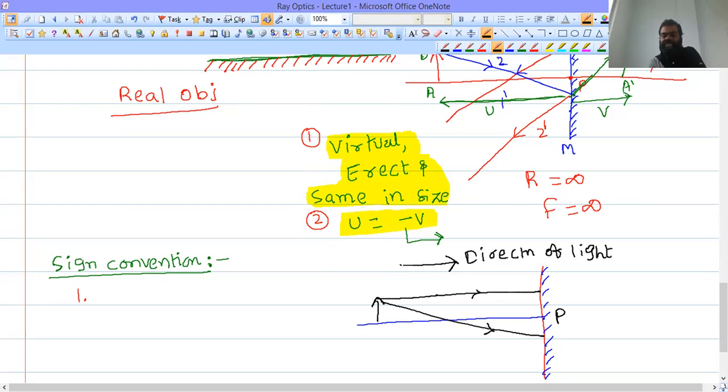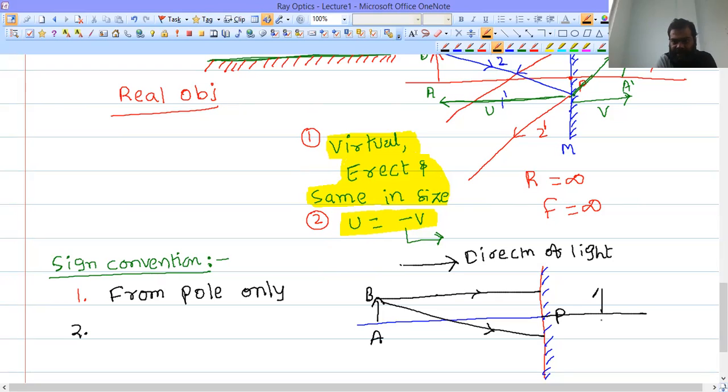Whenever I am measuring the object distance, the first rule is that all distances are to be measured from the pole only. Second rule: the measured distance, either object distance or image distance. Approximately here I am having the image, A dash B dash. This is my image distance and this is my object distance. Here you can see I am measuring the object distance opposite to the direction of incident light, and the image distance along the direction of incident light.